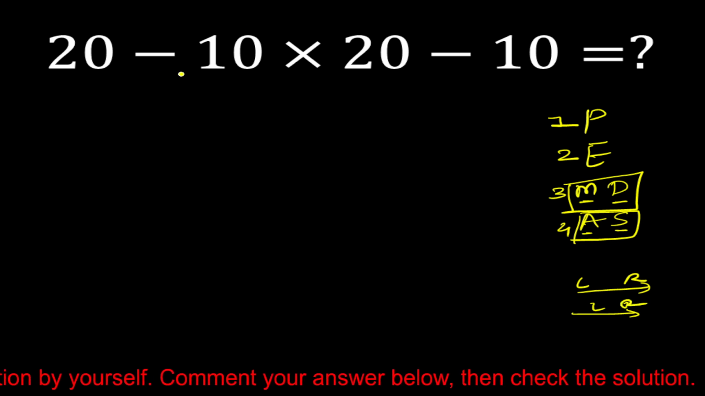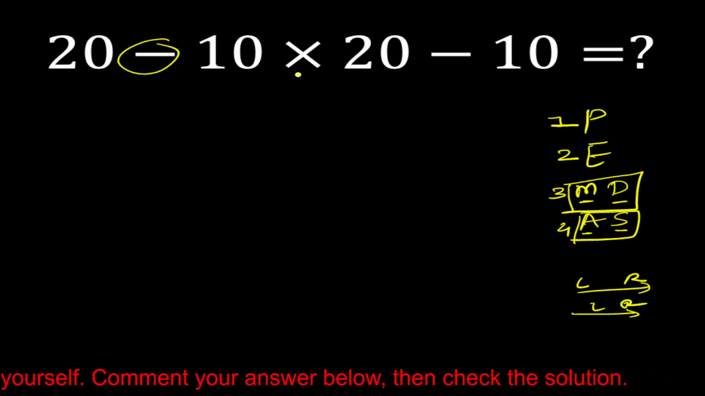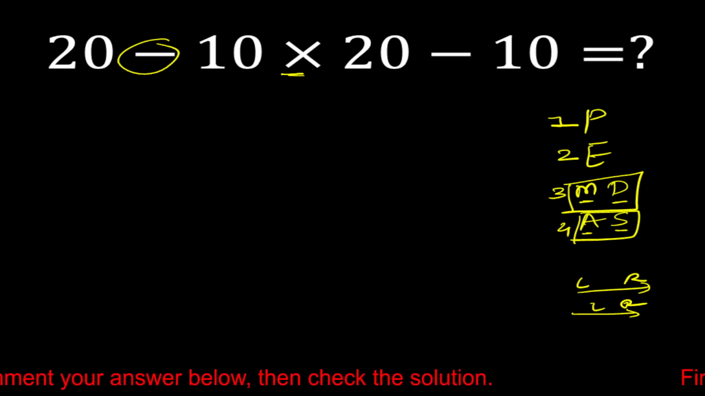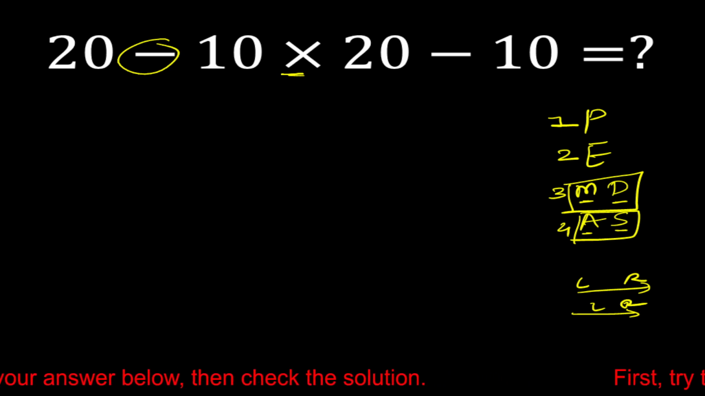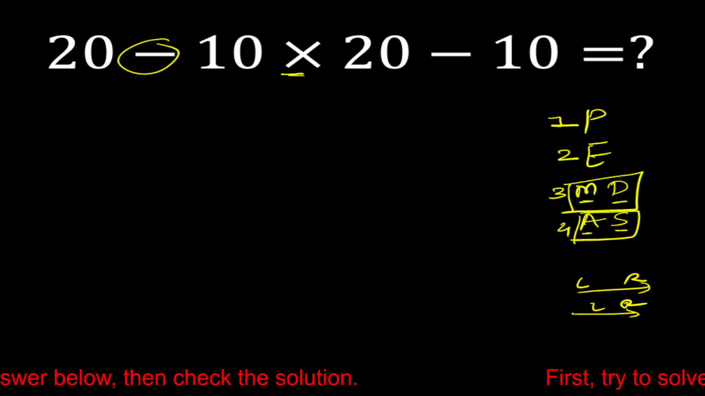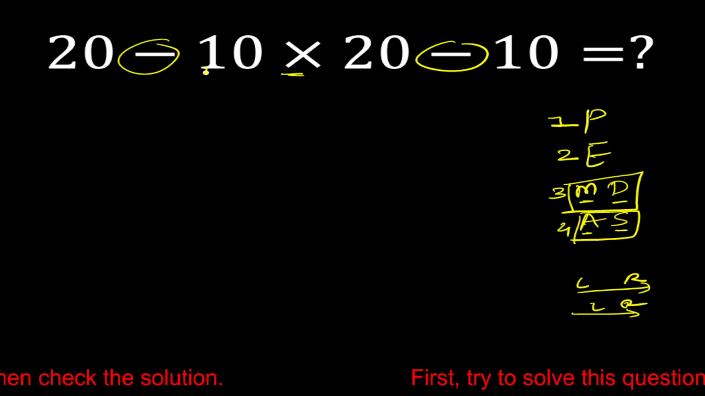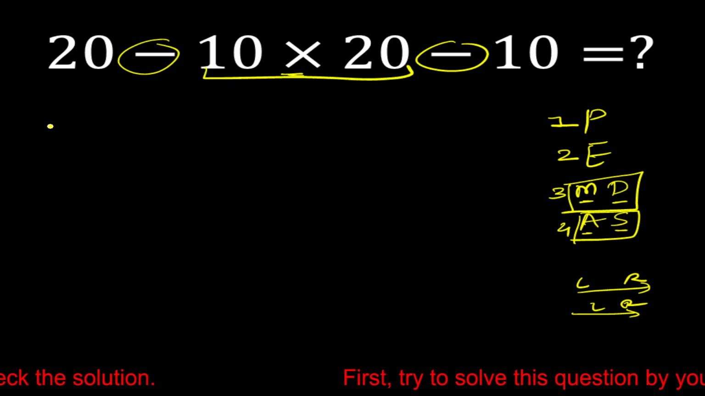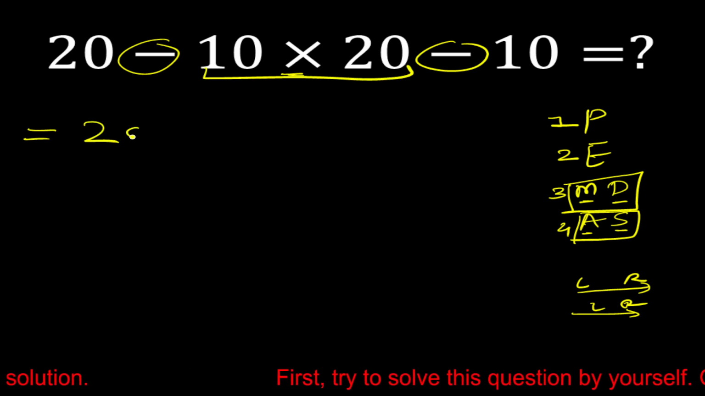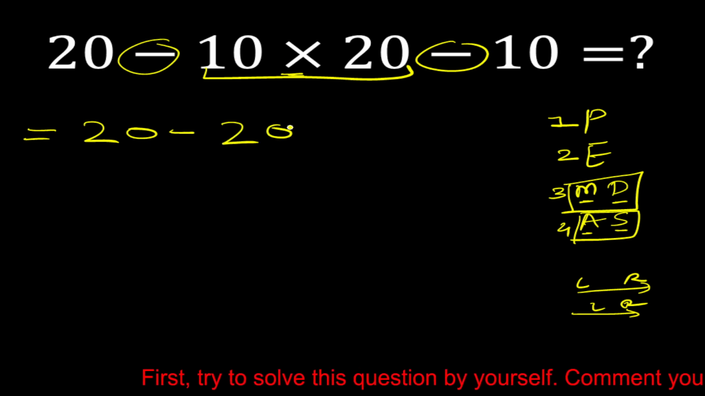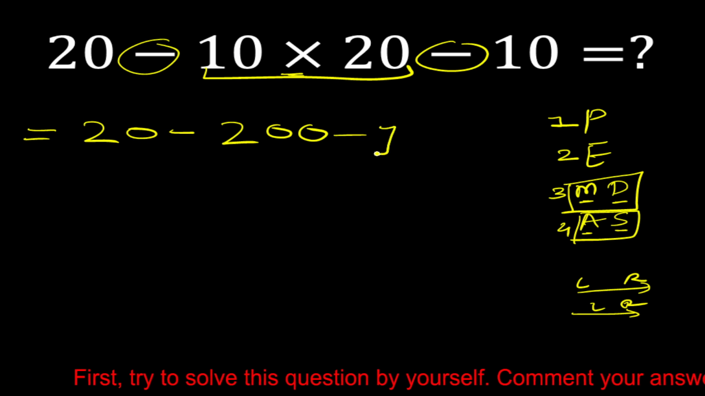So here is subtraction, here is multiplication, and here is subtraction. So according to the PEMDAS rule, first priority is multiplication. Then we have to solve subtraction. So first we have to solve this multiplication. So 20 minus 10 multiply 20 is equal to 200. Minus 10.